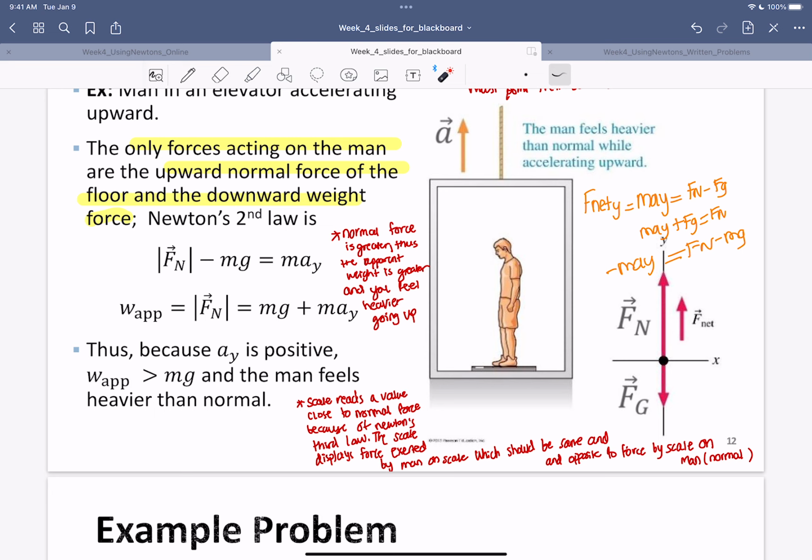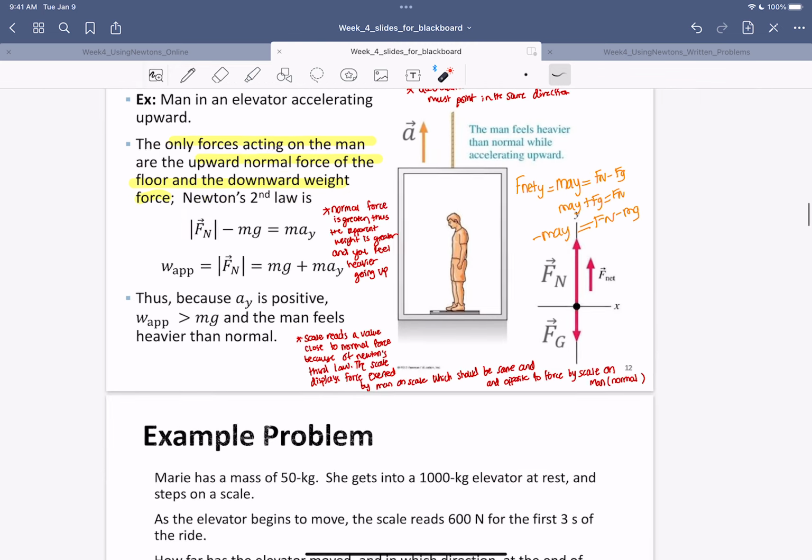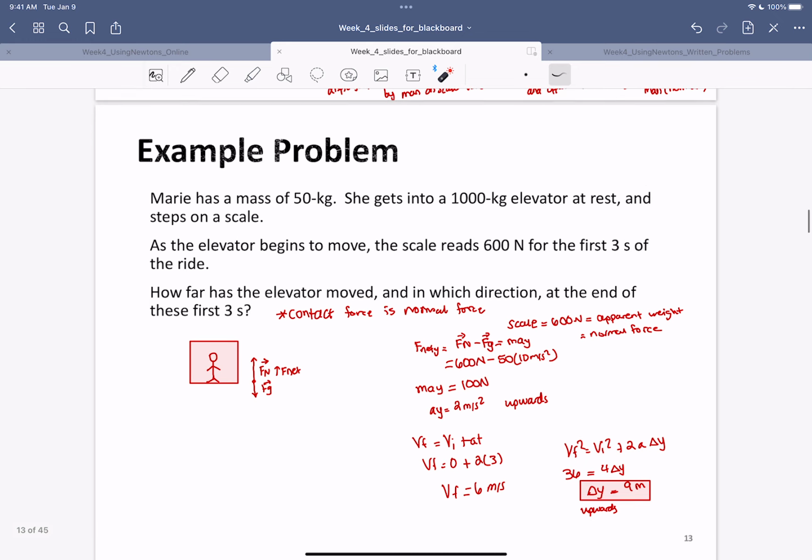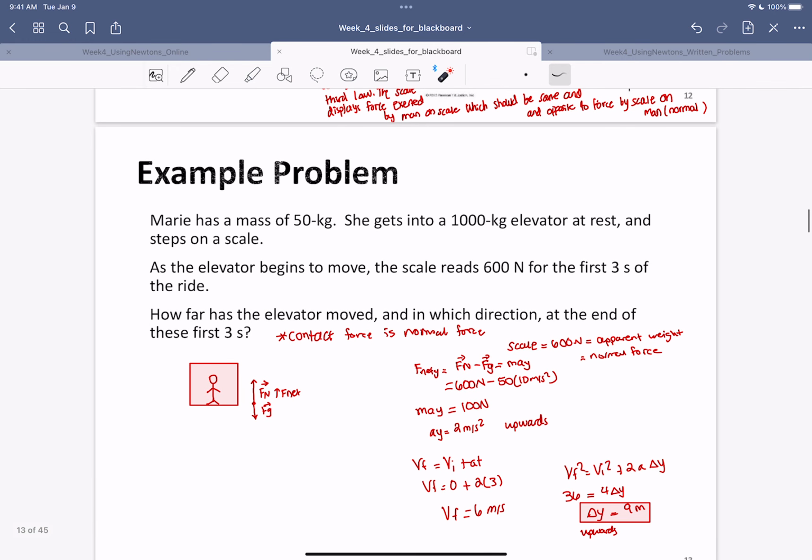And honestly, you can just relate it to real life, because if you're going up in an elevator, you feel a little bit heavier. If you're going down, you feel a little bit lighter. Do we have to worry about velocity? I don't think so. Well, maybe, just for this example problem, it kind of depends.